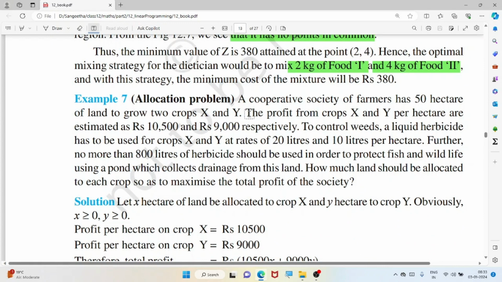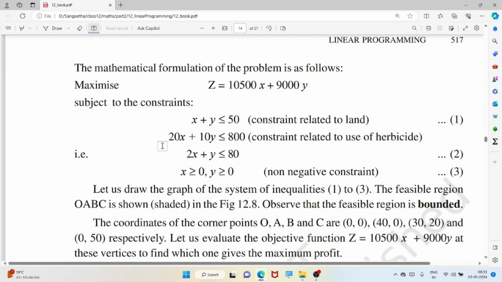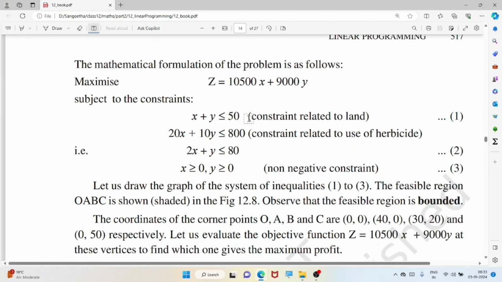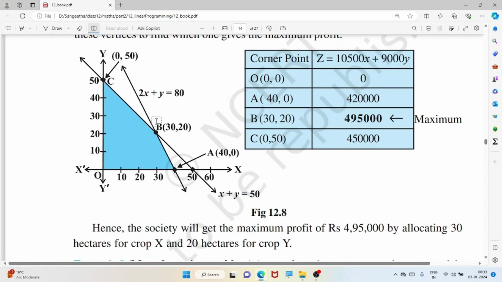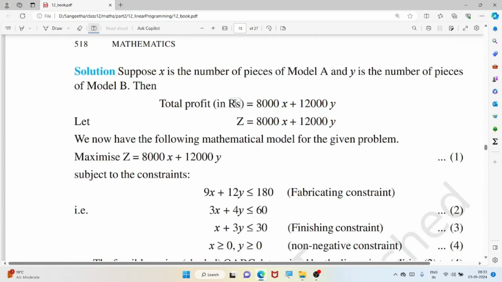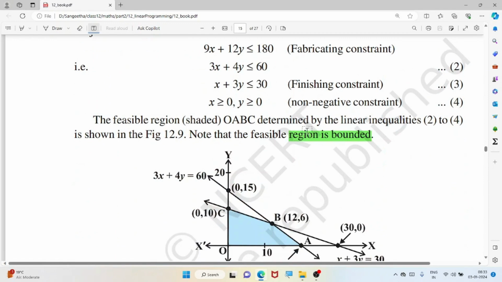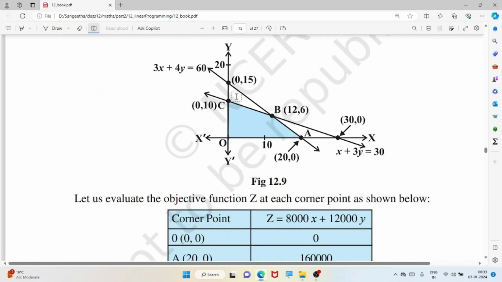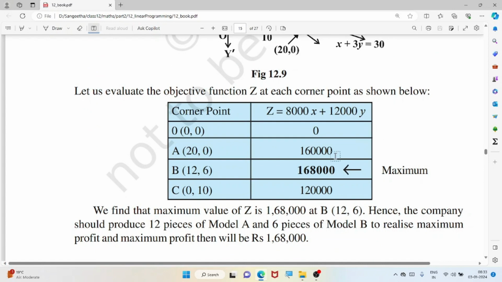This is the allocation problem. So again, the important thing from this problem is that you should be able to formulate it, that is, formulate the constraints. That is the important thing. Then the graph. Okay, then finding the, here they are asking for the maximum. Okay, this is the point, manufacturing sector. So the region again is bounded, and from the bounded region it is the maximum here.